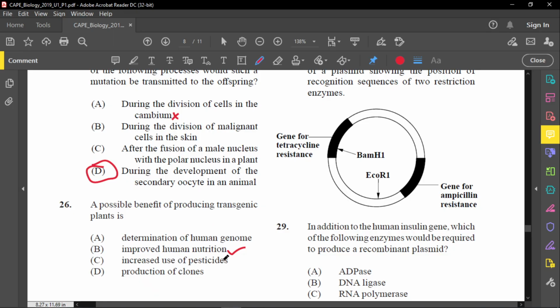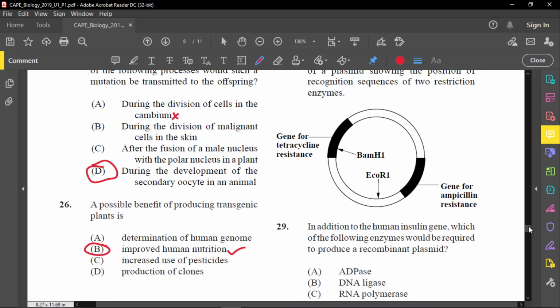It's an increased use of pesticide. Not true, because GMOs could actually reduce pesticide usage, since you could have GMOs that are now resistant to pests. Production of clones, definitely not true, because if you're changing the genetic makeup, you cannot produce clones there. Isn't it true? So definitely, improving nutrition will be the best answer right here.